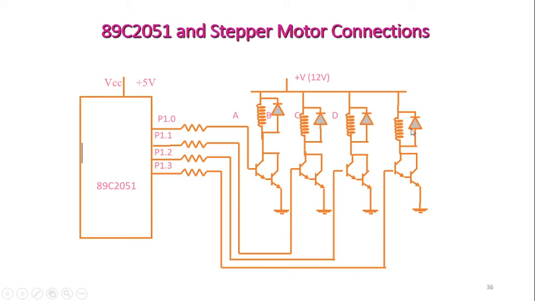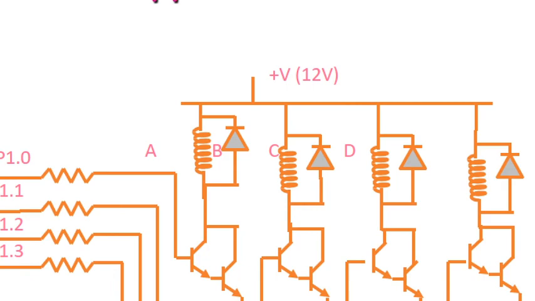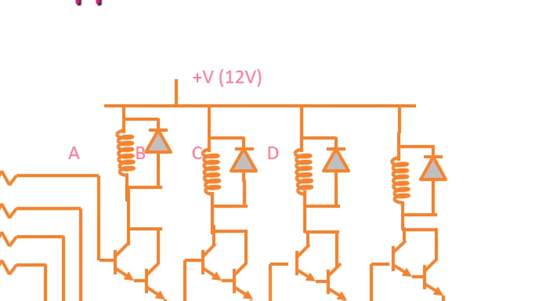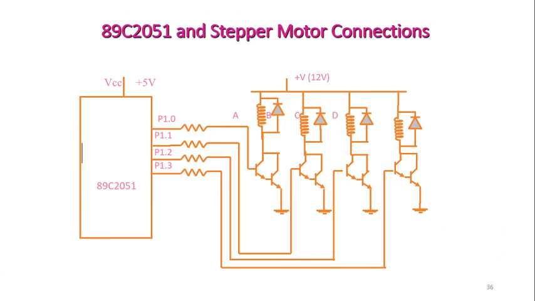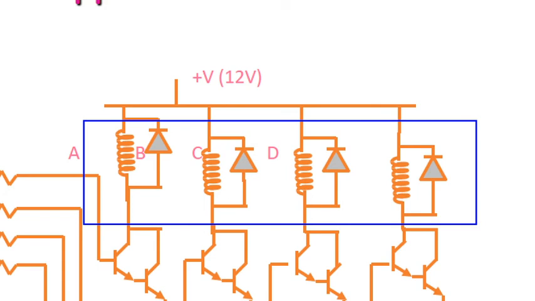So here we are interfacing our stepper motor. The stepper motor has how many coils? Four coils. We are interfacing our stepper motor with the four coils. This is one region, and another case is this region. Each coil is interfaced with the drivers.